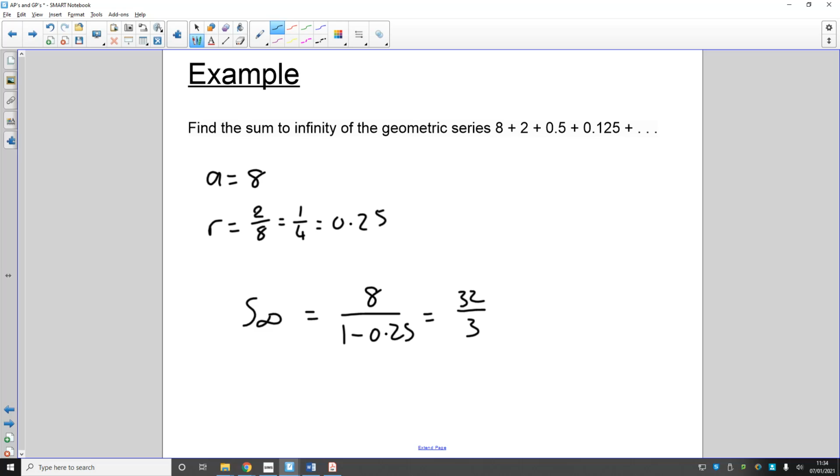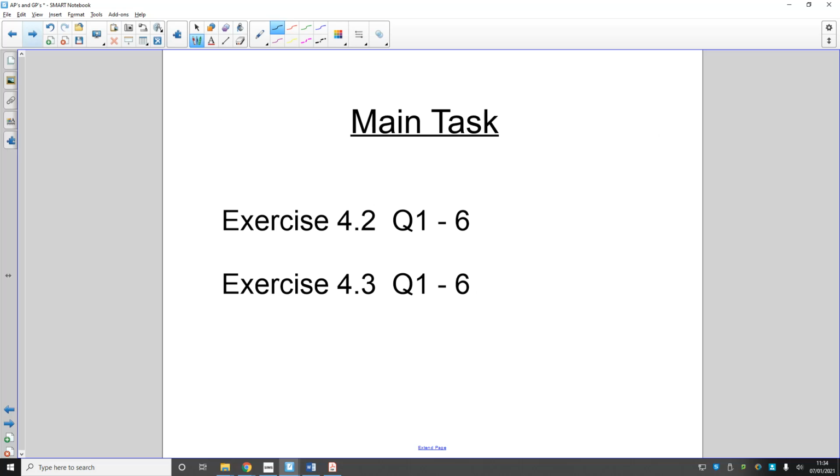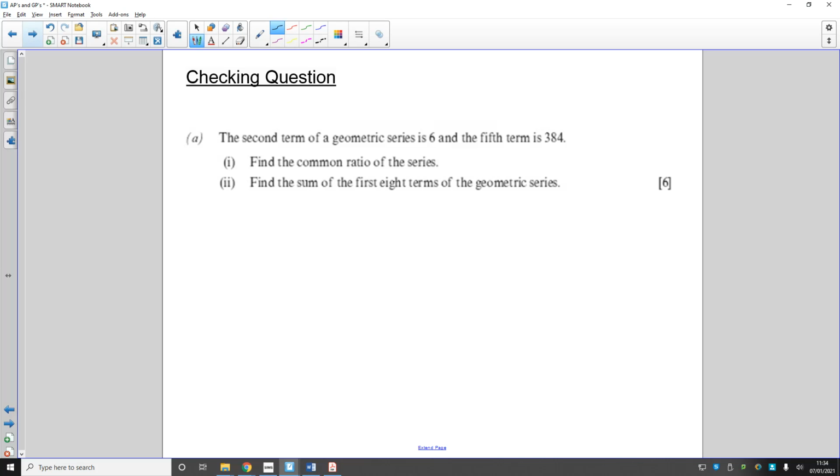Okay, that's it for the examples. What I want you to do now is have a look at these two exercises here. The first one focuses on adding a certain number of terms, and the second exercise, 4.3, focuses on using the sum to infinity. I will post solutions on them early next week so that you can check over your work. When you've done that, I have added a couple of checking questions for you to have a go at. I'm running out of time on the video, so have a go at the 2 checking questions on the information, and again, next week I will provide you some solutions to them.